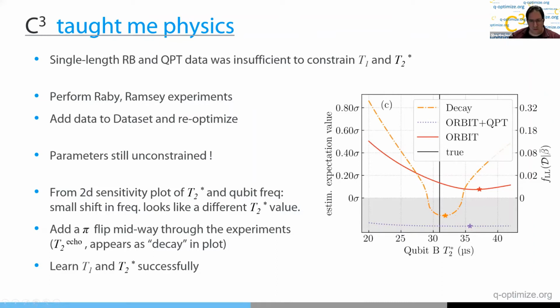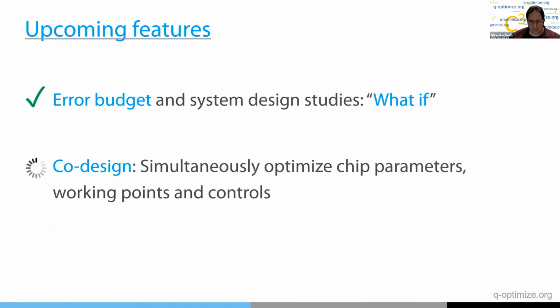Okay, so what additional things can you do with C3? You can already do an error budget, meaning you can say, let's say my temperature was not 30 microkelvin, but 10 microkelvin. Would the gates be significantly better? Or would it be better if I increase the coupling between the qubits?